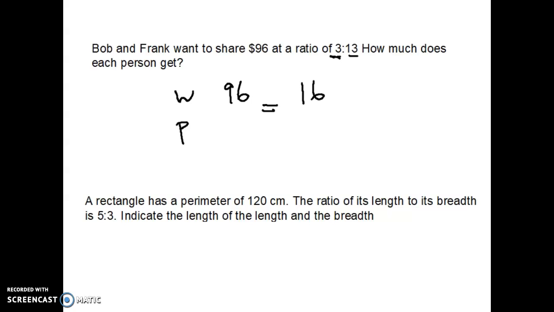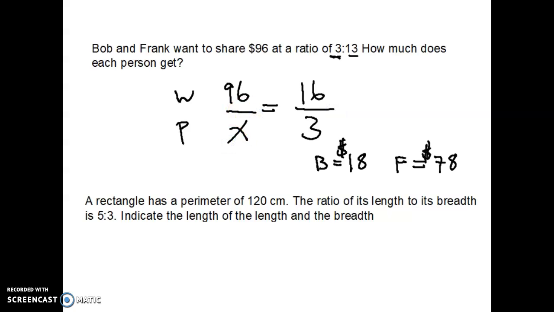So 3 is the part for the ratio. And then X here, cross multiply and so on. Bob's going to get the $18, Frank gets $78. Let's see if you can think through this next one, and then I'll quickly solve it.